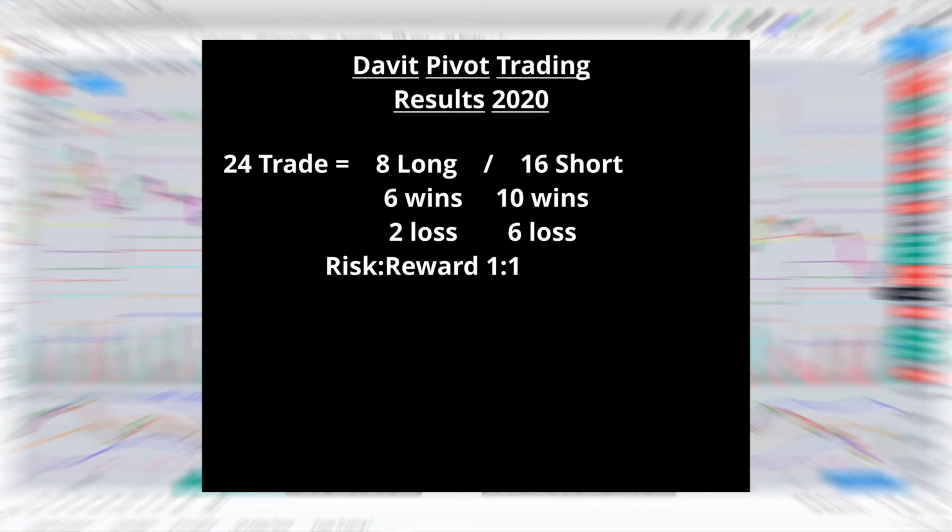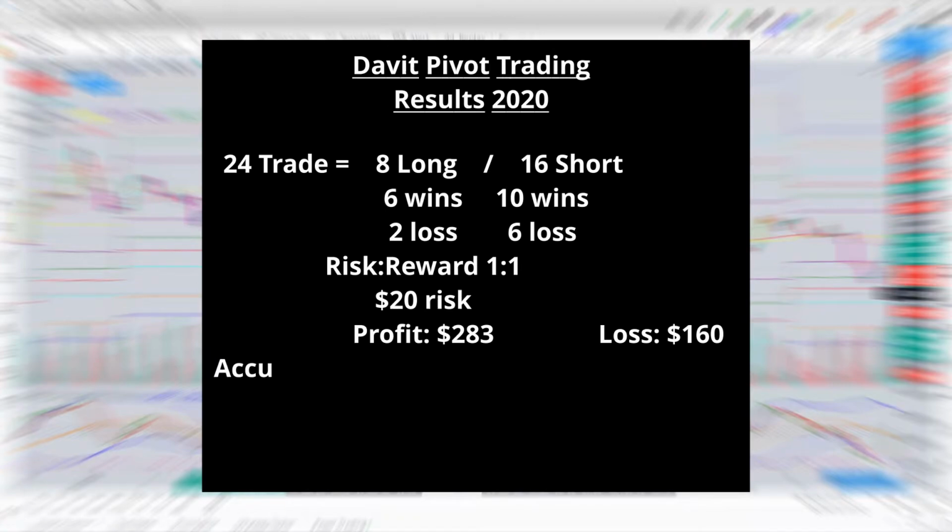So all in all, what I came out with was each trade was trading a risk reward of 1-to-1, and it was $20, just $20 risk to $20 reward. And that adds up to, on my wins, I got $283 and $160 in losses.